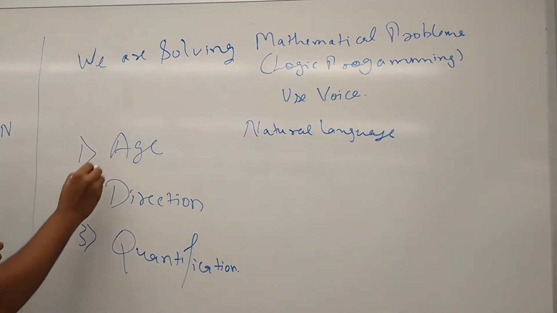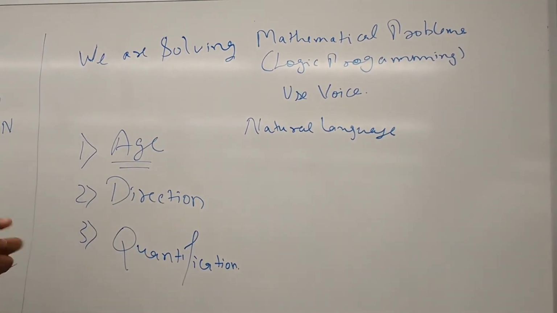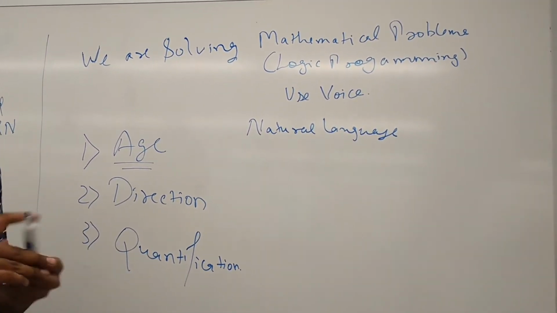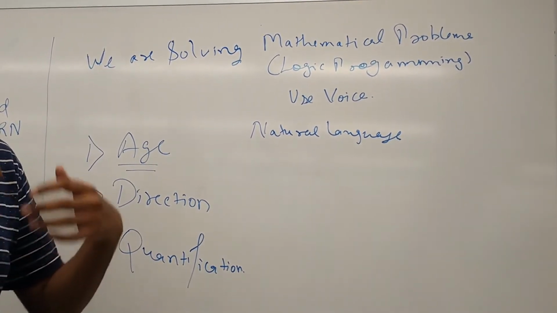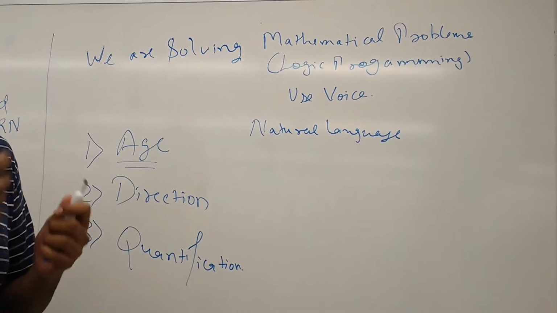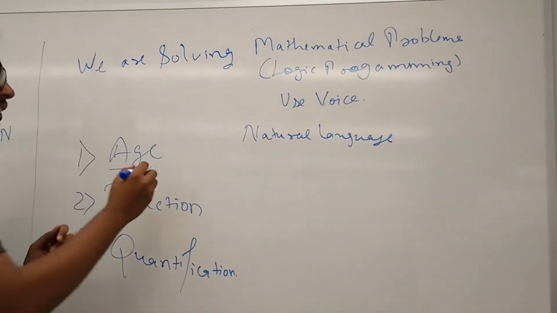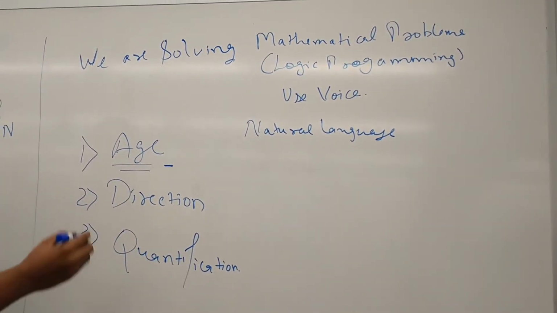The first one is the age one. In the age one, we are mainly focusing on questions like Sam is X years old and somebody after 2 years will be Y times the Sam. These types of questions we will be solving in this part. Now let's go to another use case.